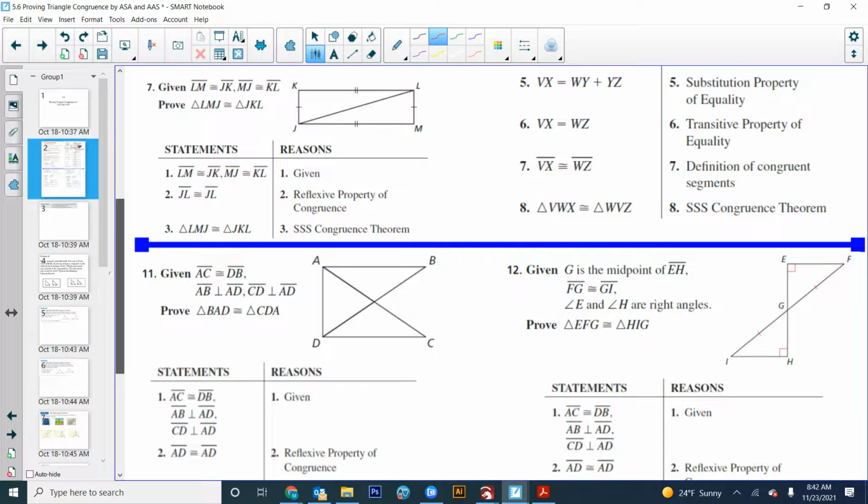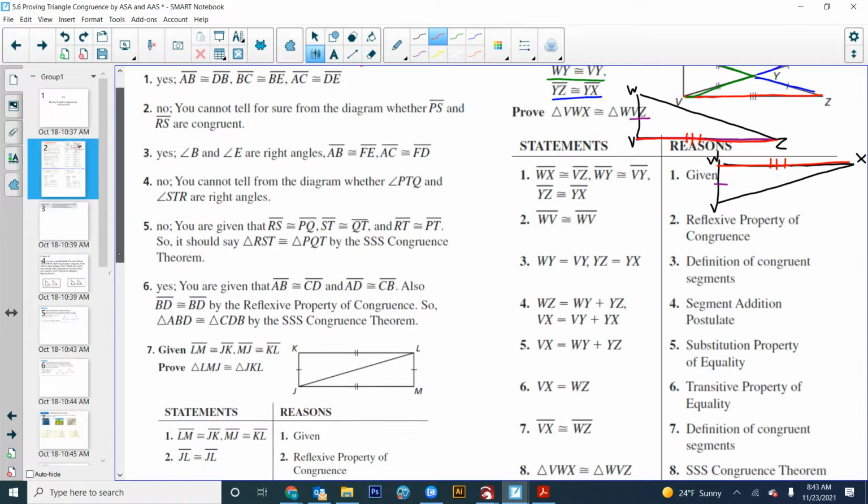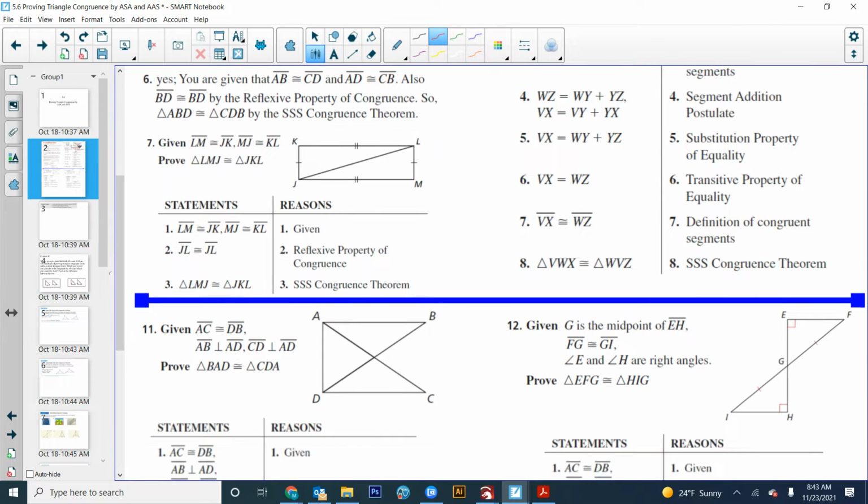For number 7, step 2, wouldn't it be LJ, JL? Wait, where are you? 7, step two. It says JL. I put LJ, JL because I agree. The book has it wrong. Yep. And they wrote the congruence statement right, like LJ, JL. Okay.